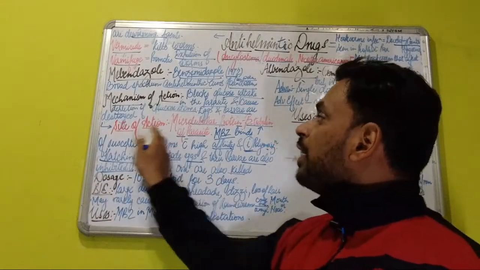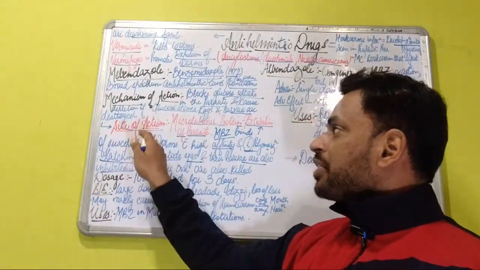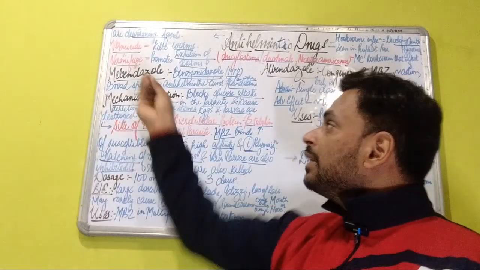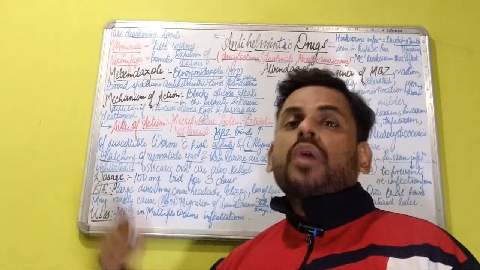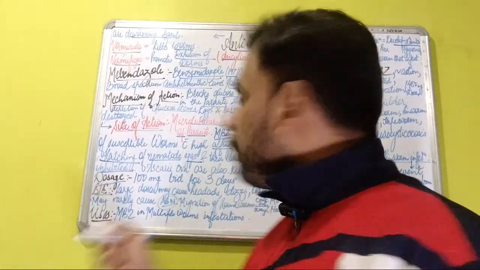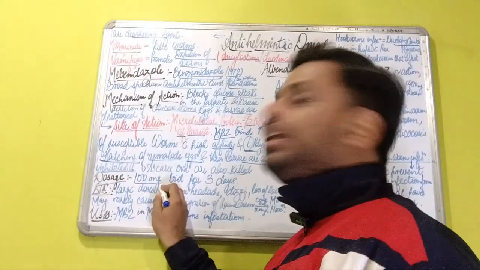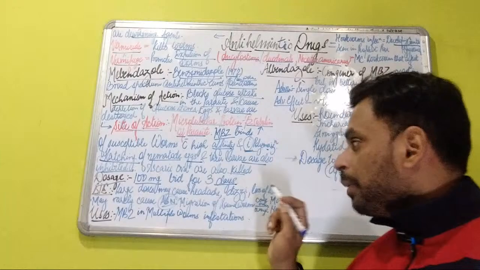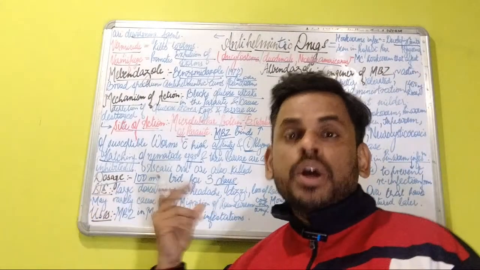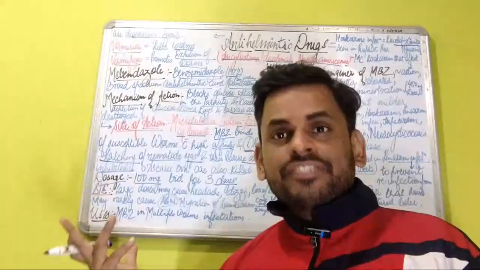So this was, in a very short way, the mechanism of action or the site of action where mebendazole is acting. When we look at the dosage, it is very important that the dosage is 100 milligram twice a day for 3 days. This mebendazole is given to the patients who have hookworm and pinworm infestations.